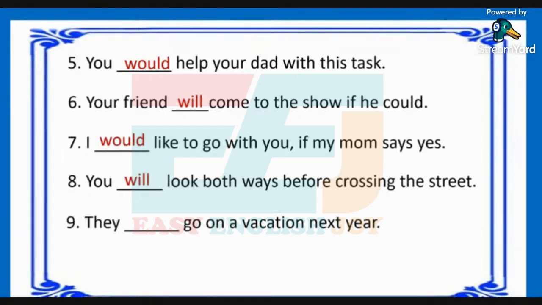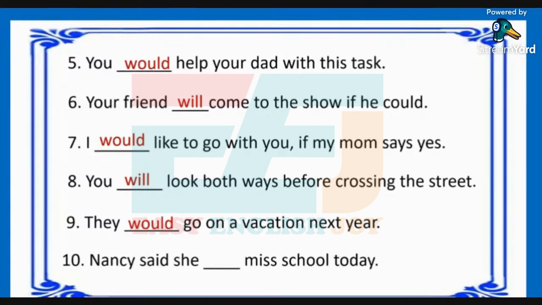Number 9, 5 seconds. Answer: They would go on a vacation next year. And number 10, last item. Answer: Nancy said she will miss school today.